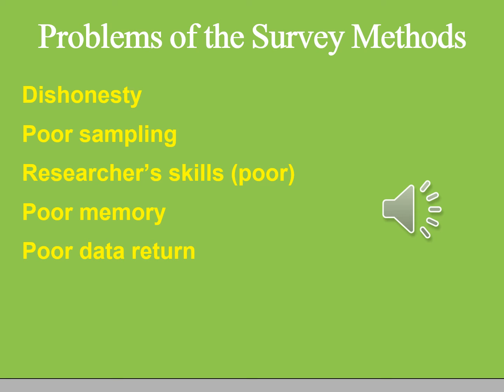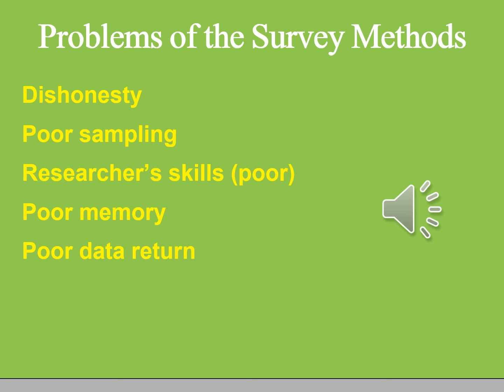Did you say dishonesty, lying, stretching the truth? That is a significant issue. Also, poor sampling. Perhaps the researcher had some sort of biased sampling issue. Or perhaps a researcher is lacking skills. Maybe their interview skills are poor, or maybe their item construction on their survey is poor. Next, you called poor memory, or I'd also accept human memory. The longer the past, the less accurate the memory would be.